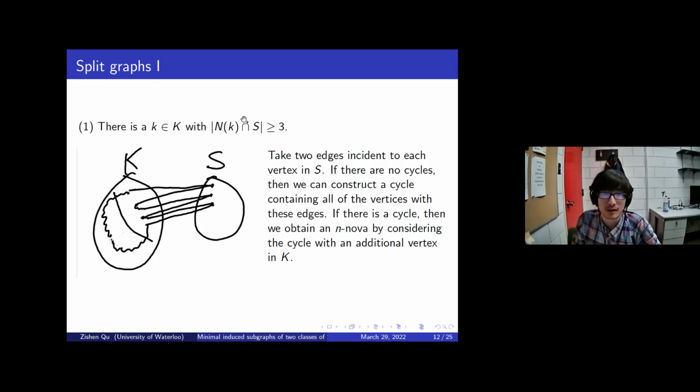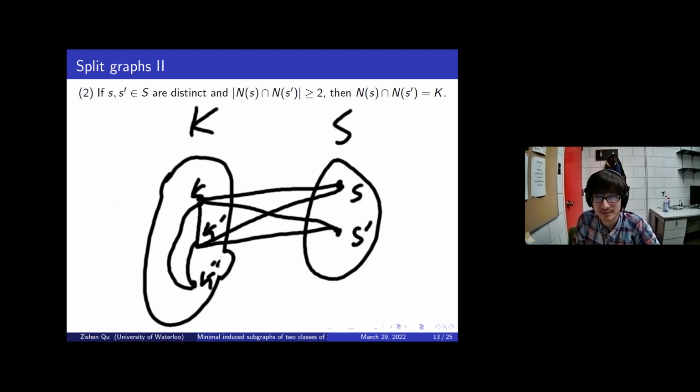So that's just how you get the contradiction here. So there's at least a vertex K such that the neighborhood is at least 3. Well, that's just a sketch though. Okay, so now second claim: if you have 2 distinct vertices in S and their common neighborhood is at least size 2, then their common neighborhood is actually the entire clique.